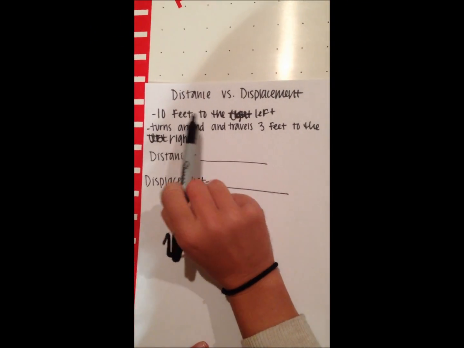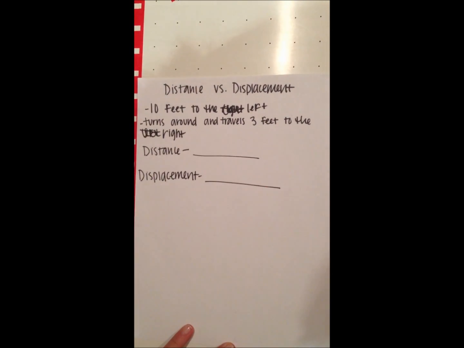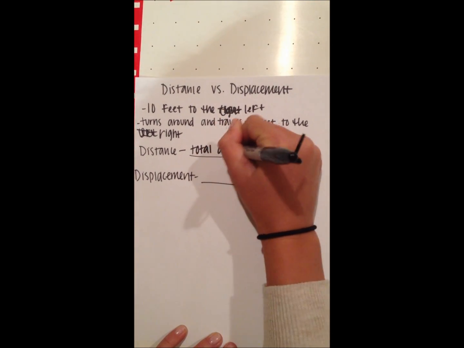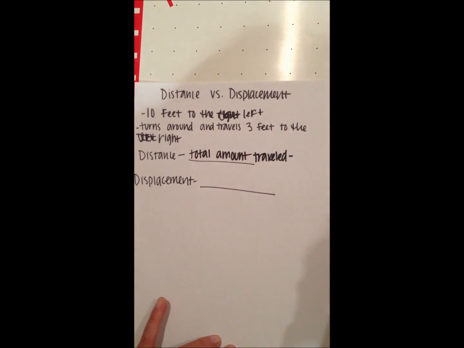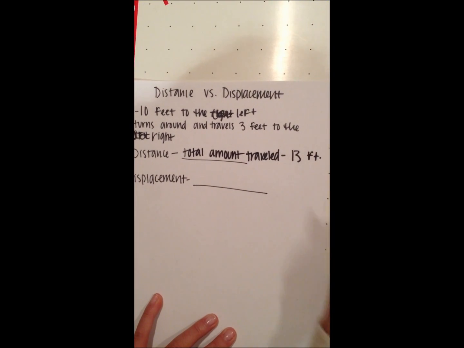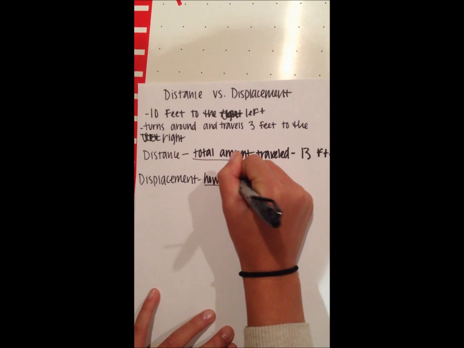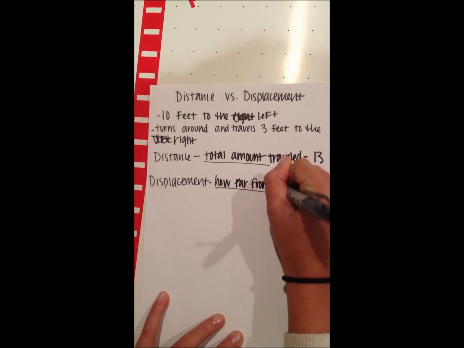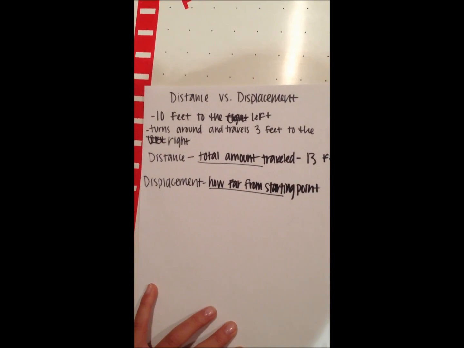So, Cody traveled 10 feet to the left, and then he turned around and traveled 3 feet to the right. His distance is the total amount he traveled, which would be 13 feet. His displacement would be how far he was from the starting point, which would be 7.